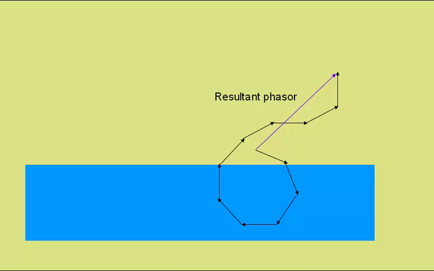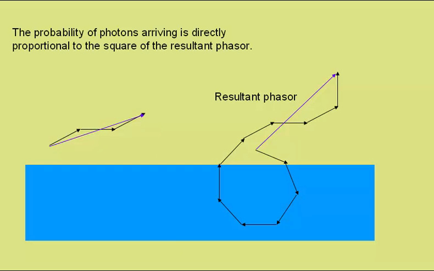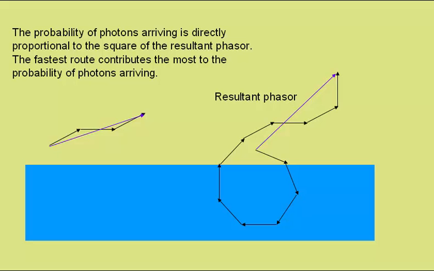If I just consider the fastest route phasor and those either side of it, which I'll reproduce over here, you'll see that we have just about the same resultant phasor. The probability of photons arriving is directly proportional to the square of the resultant phasor. So the fastest route contributes the most to the probability of photons arriving.